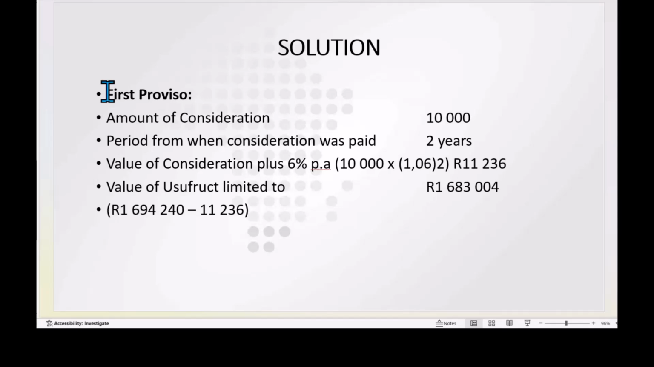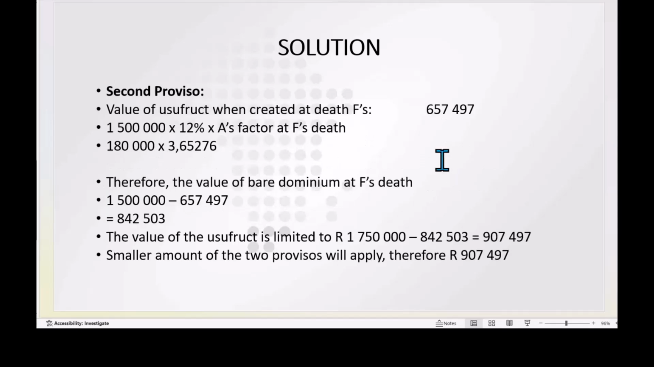Okay, so you would have to go straight to the second proviso. Yes, you would have to do the second proviso, because it's the one that's telling you that you cannot have a usufruct that's higher than the market value less the bare dominium at the time of the creation of the bare dominium.